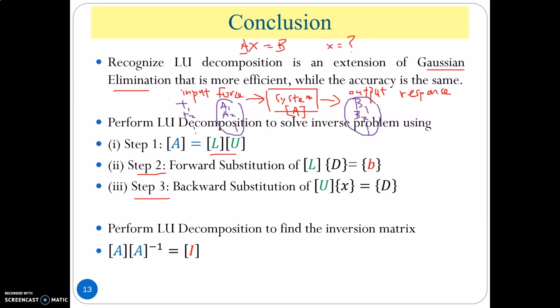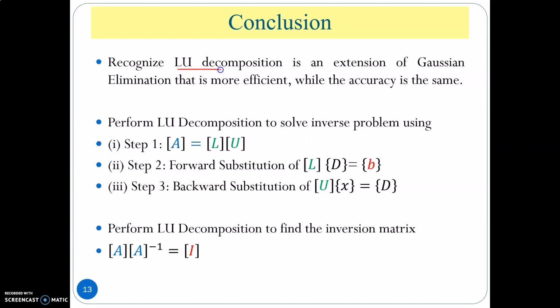For this situation, using the LU decomposition to solve the inverse problem is much more efficient compared to the Gauss elimination, because in the LU decomposition, we just need to perform the forward elimination once, but the Gauss elimination needs to perform the forward elimination many times. For example, if you have 3 inputs and 3 outputs, you need to perform at least 3 forward eliminations.